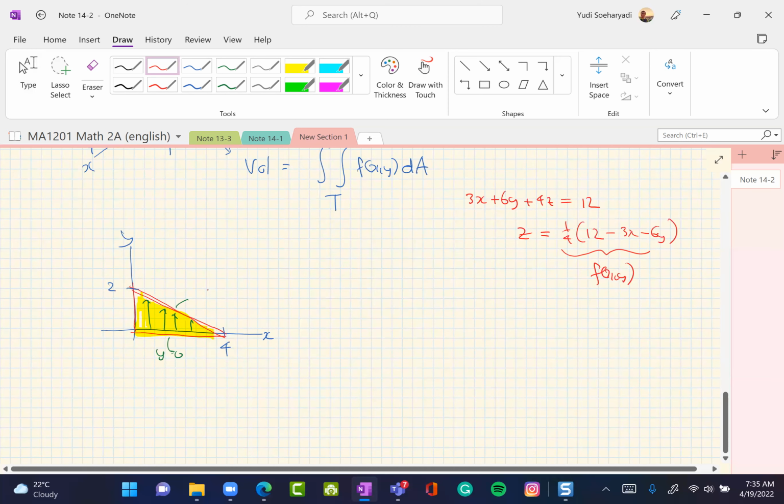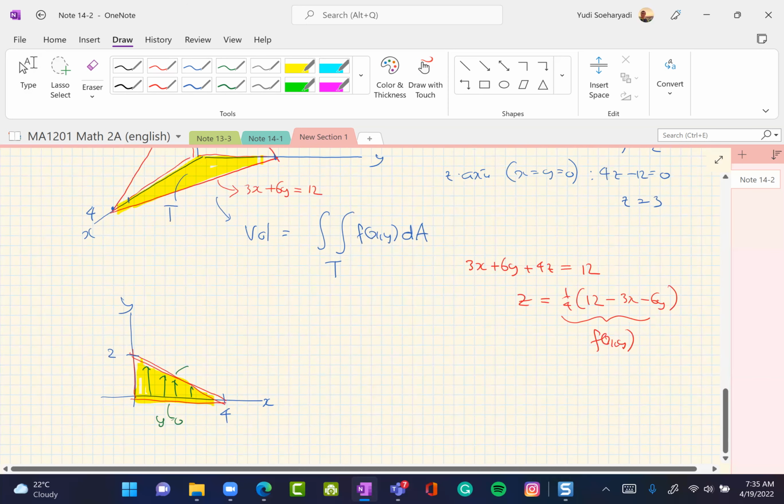In terms of y, you should write this down as y equals, dividing by 6, 2 minus x over 2. So this is the equation of the boundary of the region.